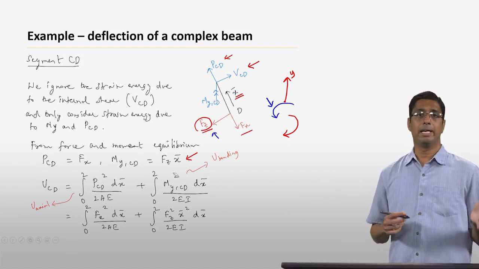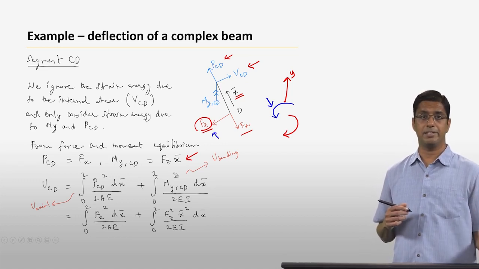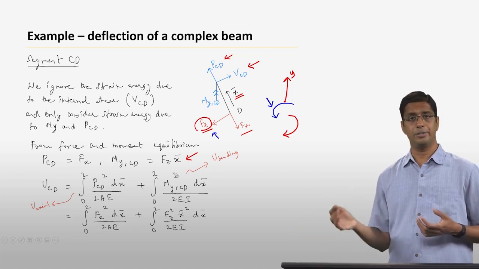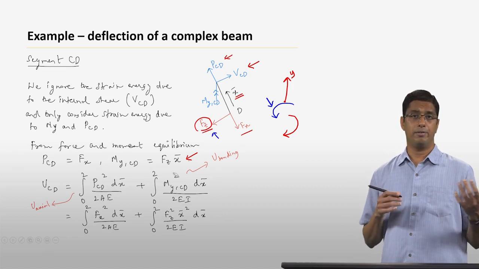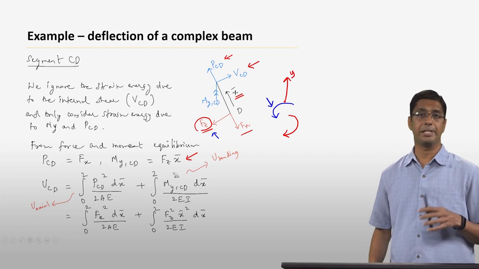So the first term is the internal energy or the strain energy due to axial deformation, and the second term is the internal energy due to bending. Okay, and then I'm just substituting the values of PCD and MY we just derived. Okay, so that is how we get UCD.